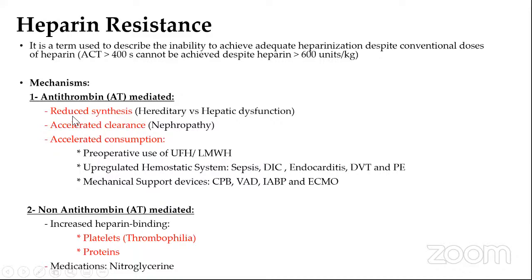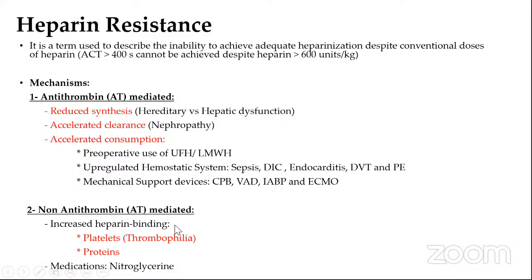So the most important things: reduced synthesis due to liver dysfunction or hereditary causes, or increased clearance with renal dysfunction or nephrotic syndrome, or accelerated consumption due to the reasons that we discussed. So these are the reasons for antithrombin 3 mediated heparin resistance. Still, you can end up with non-antithrombin 3 mediated reasons.